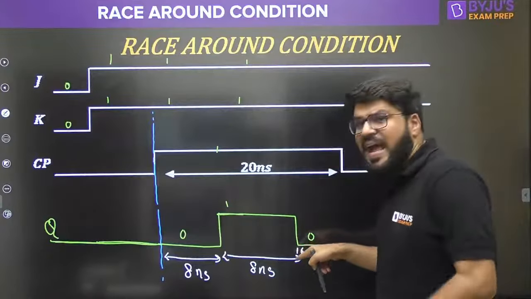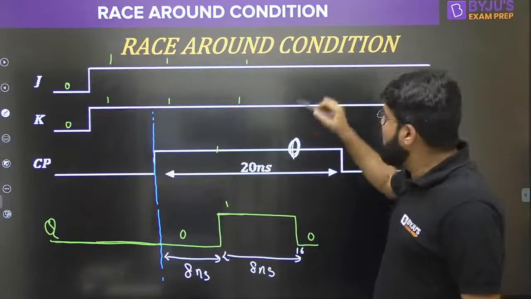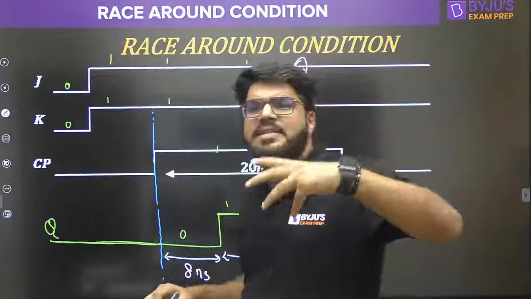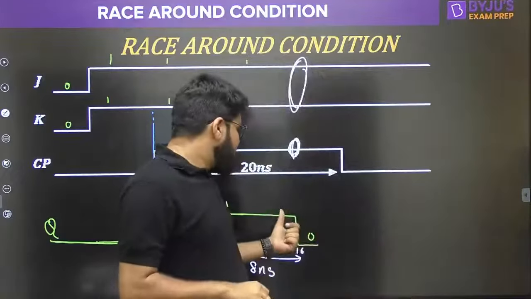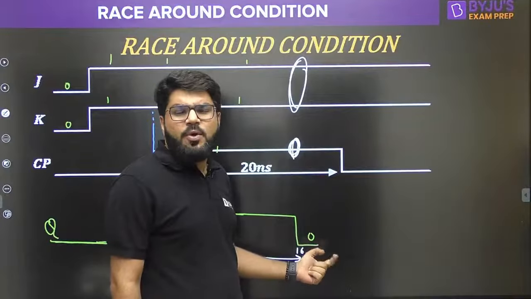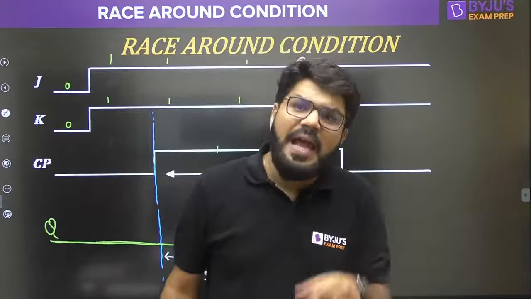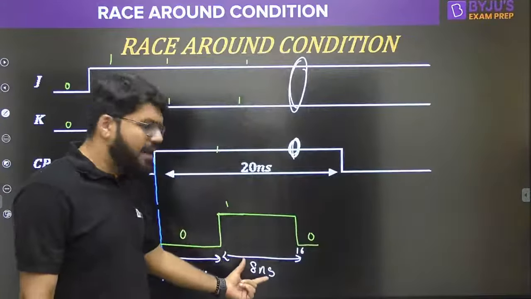That means at 16 nanoseconds, the door is still open. So inputs will still be accepted, and if the inputs are accepted, the output will again be produced. So what is the current state of the output now? 0. It will again try to toggle and become 1. But what is the time required for toggle? The time required for toggle is another 8 nanoseconds.